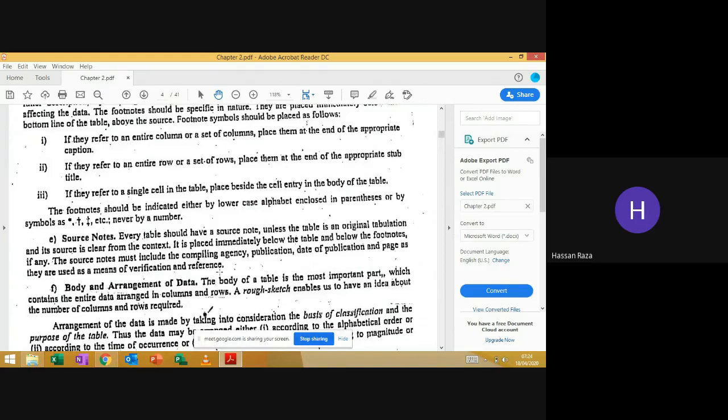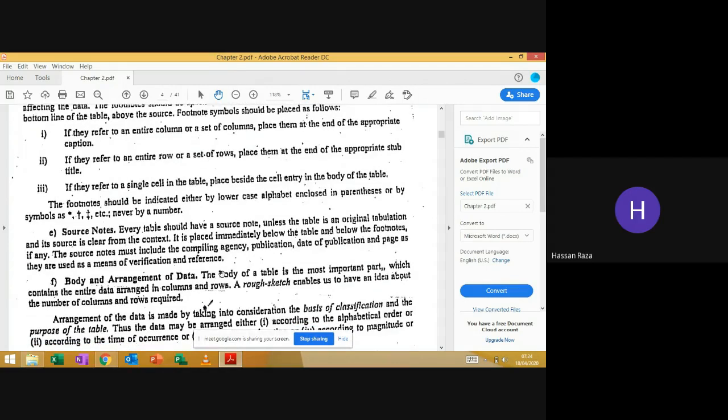So in the source note, the information we have to provide is the compiling agency, then the date of publication, or some kind of author names and their page number, and in some cases volume number, book. All this information will be included in source notes for verification or reference. It means if someone is going to verify your data or check its validity, it can be used as a verification or reference source.